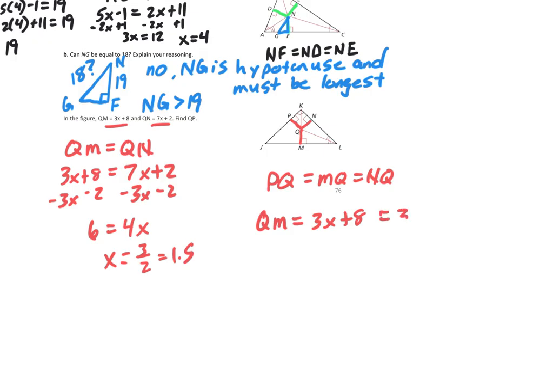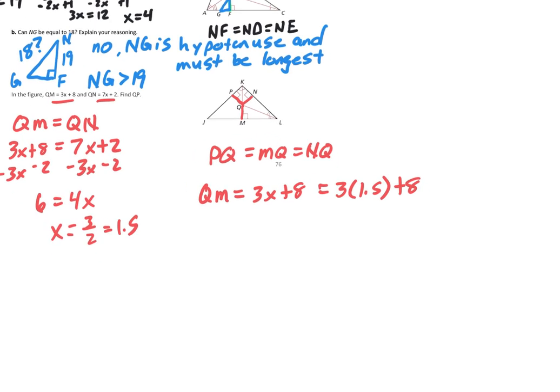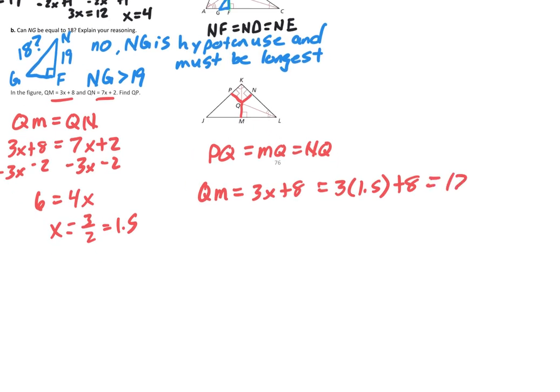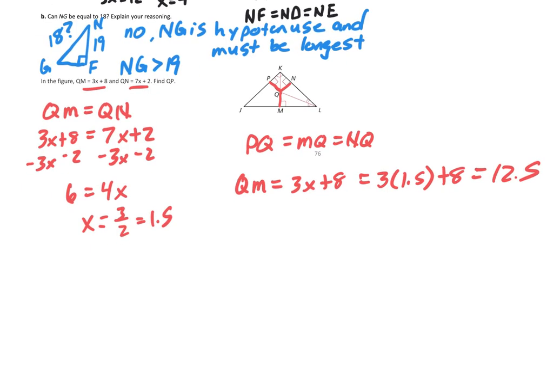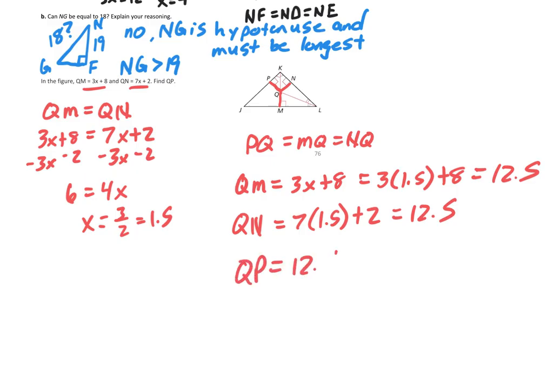And we're going to do 3 times 1.5 plus 8, which is 12.5. If I did QN, that would be 7 times 1.5 plus 2, which is also 12.5. So then QP has to be 12.5.